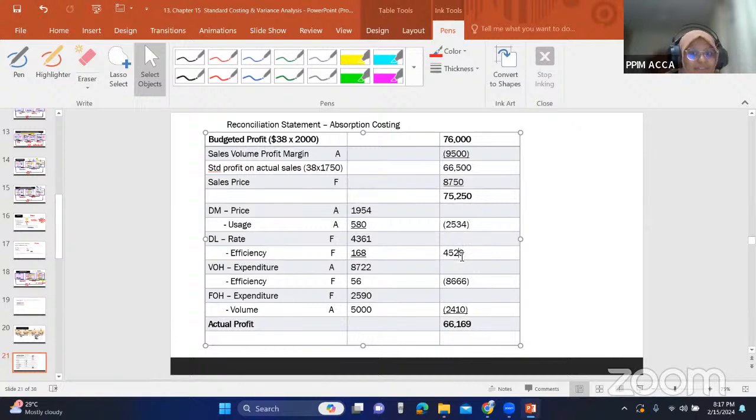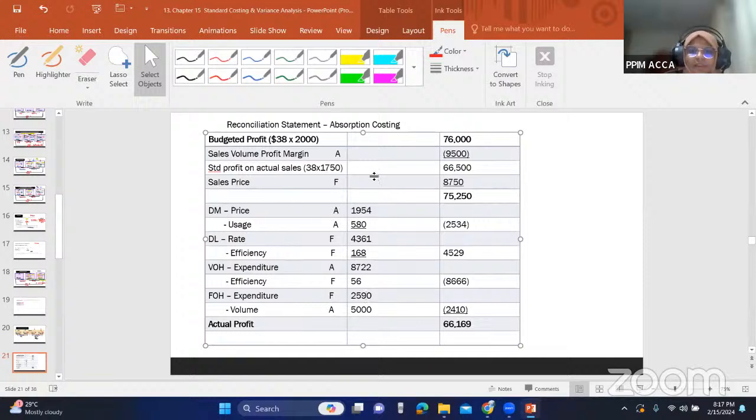Direct labor has been favorable. Both rate is also favorable, efficiency also favorable. So then he might call that person and give him a bonus. Variable overheads, expenditure was adverse, efficiency was favorable. So maybe the workers are working fast, but something to do with the amount that we are paying for the variable overheads, we have to correct whatever is going wrong. Fixed overheads also, you can see volume is adverse, this is favorable. So you know exactly whom to question, and keep the right people accountable for the adverse variances.